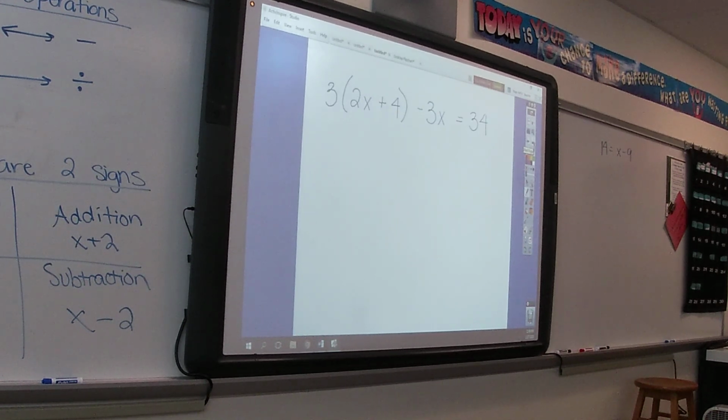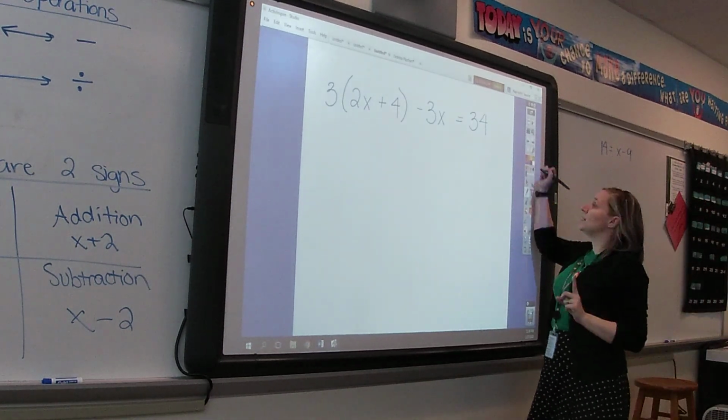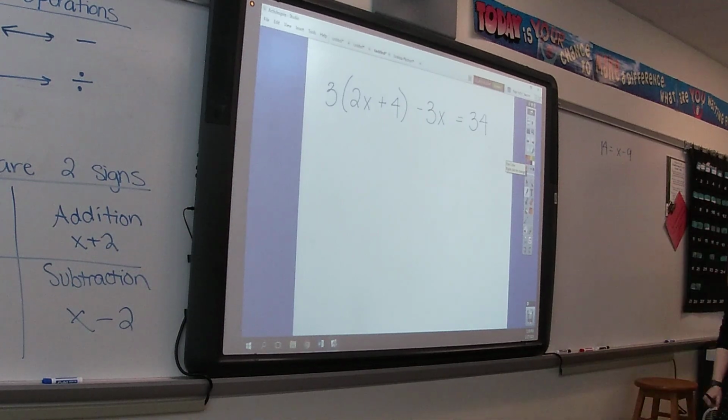So we have 3, and then in parentheses, 2x plus 4, minus 3x equals 34. Okay, so step 1, distribute. It says if there are parentheses, so are there parentheses? Yes.